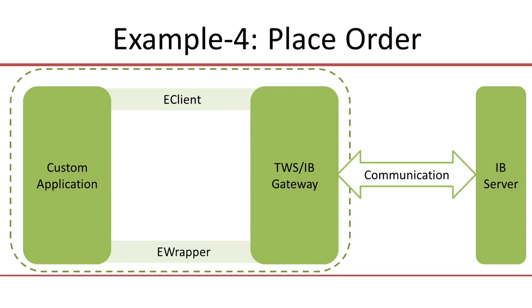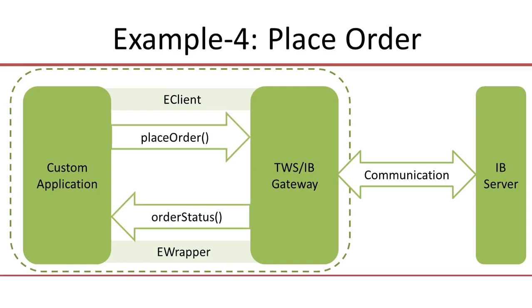Let's take a look at another example. So if our custom application wants to place an order, it would use place order method in the EClient class to place the order. TWS would send the order to IB server. IB server would place the order on the specified exchange and return the status back to TWS, and TWS would return the order status back to custom application using order status method in the EWrapper class.